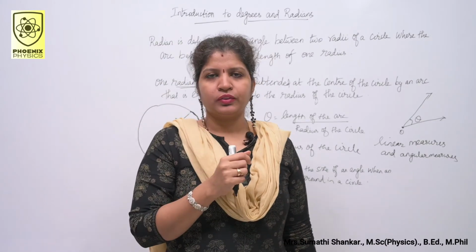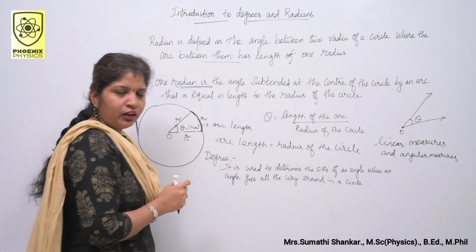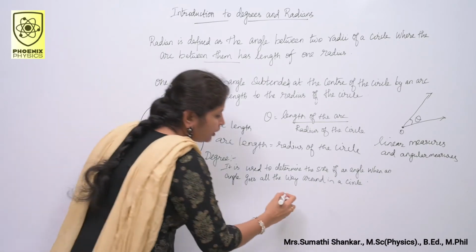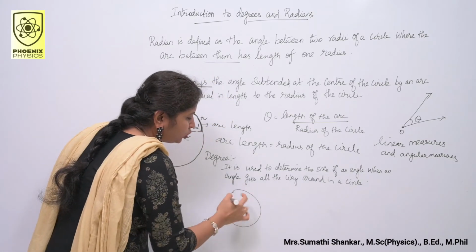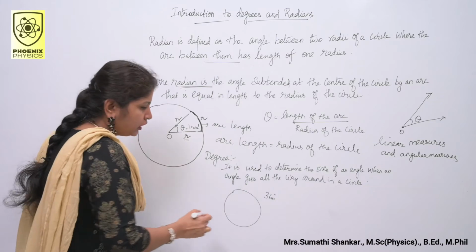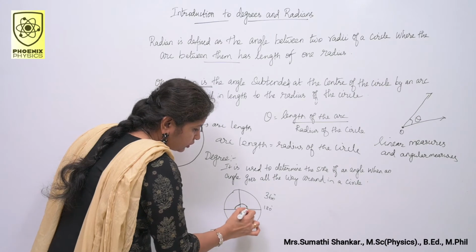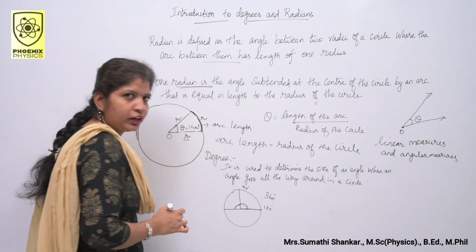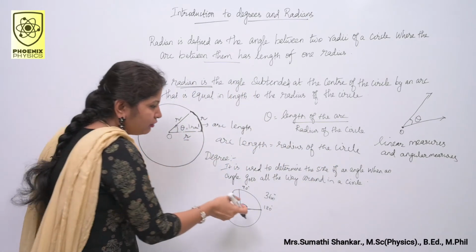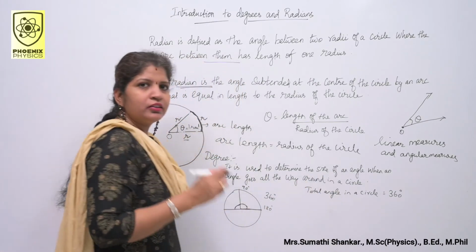What is degree? Degree is used to determine the size of an angle when an angle goes all the way around in a circle. For example, this is my circle. The total angle for this circle is 360 degree. I hope you know that. So this angle is 180 degree. So this angle is 90 degree. Right? So it is used to determine the size of an angle when an angle goes all the way around in a circle. The angle in a circle is 360 degree.